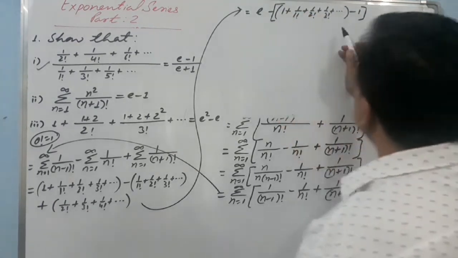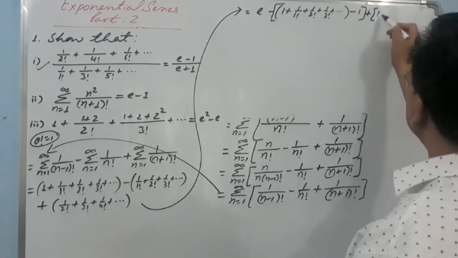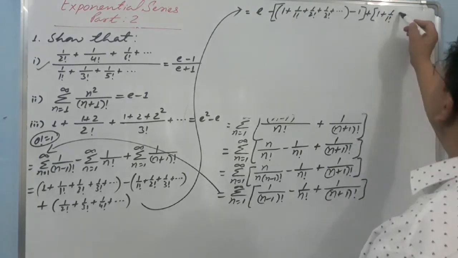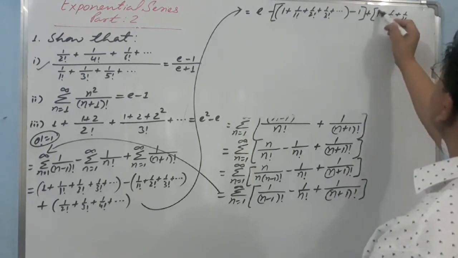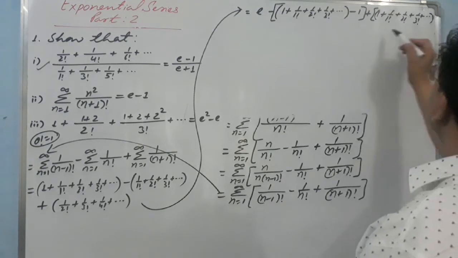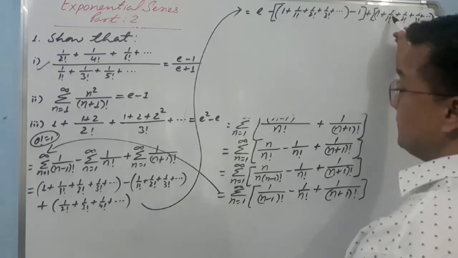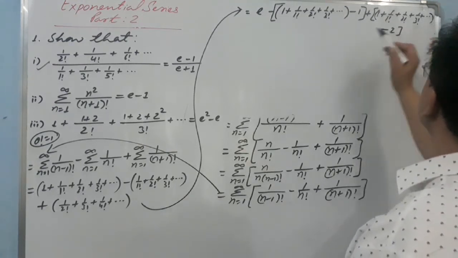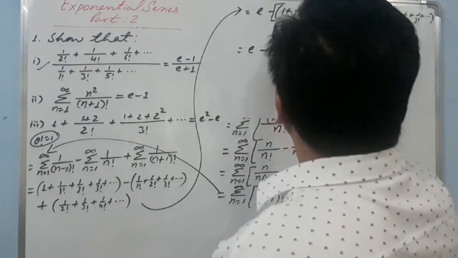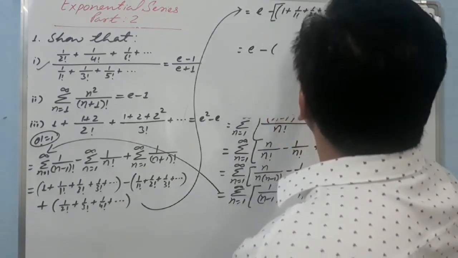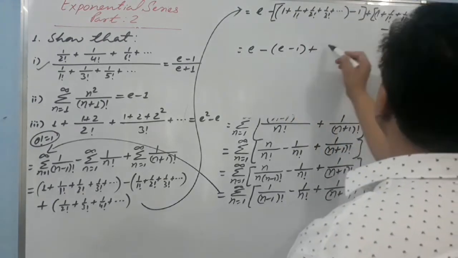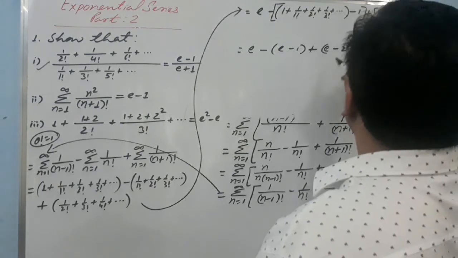And here also we need two things. One is 1 upon 1 factorial, so we are going to add 2 here: 1 upon 2 factorial plus 1 upon 3 factorial plus dot dot, and 1 plus 1 upon 1 factorial, so minus 2 you can write down. So no problem, it is equal to e minus 1, and this one is e minus 2.